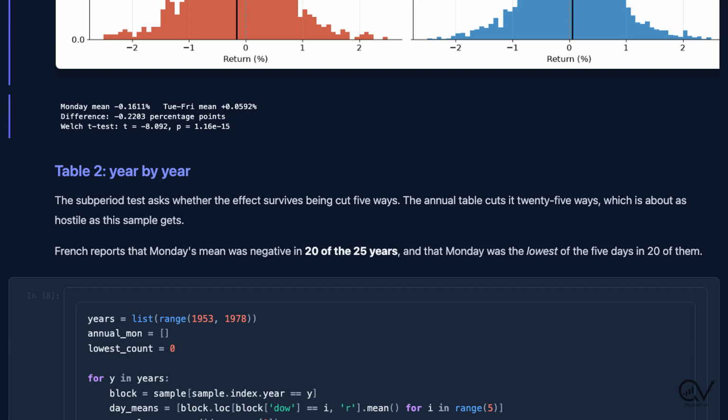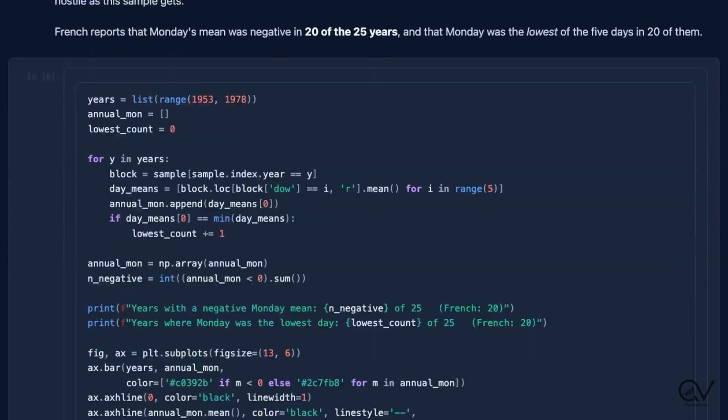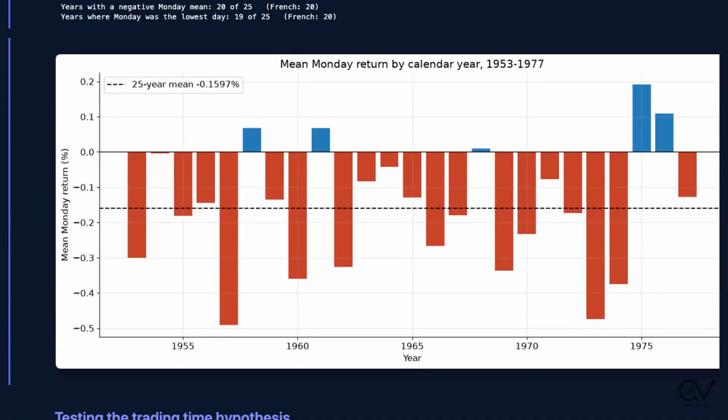If our rebuild lands on the same counts, that is a strong signal we have reconstructed his sample correctly and not just stumbled onto a similar looking average. 20 of 25 years, negative, matching French exactly. And Monday is the lowest day of the week in 19 of them against his 20.